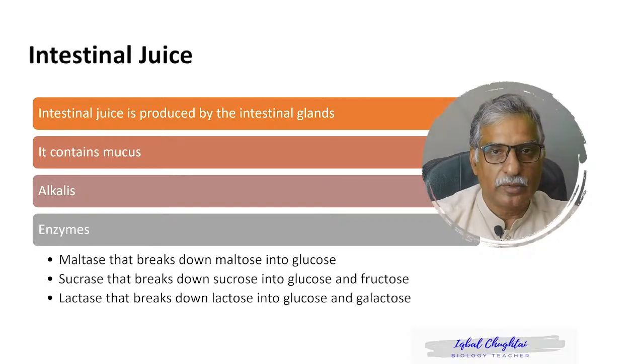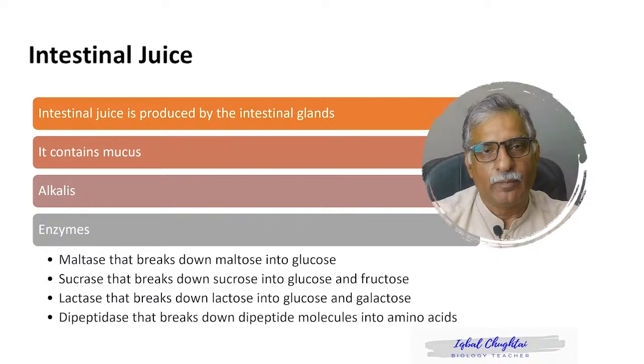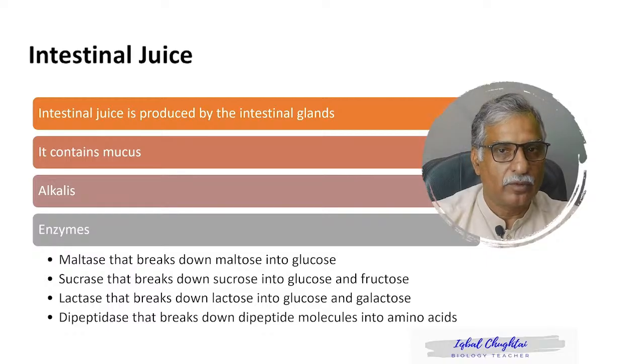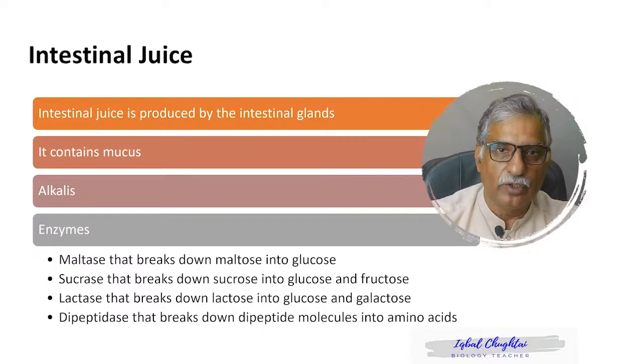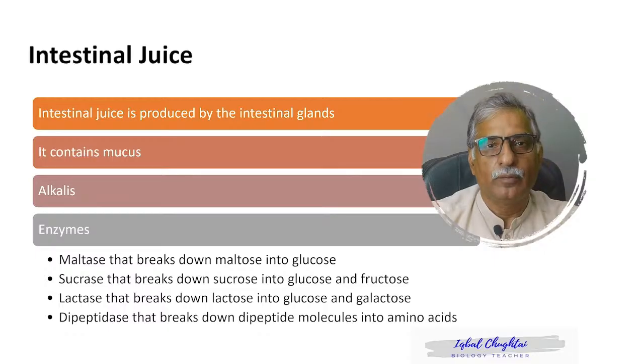Remember one thing, lactose, maltose and sucrose are disaccharides and these are not absorbed into the cells. So they are to be broken down into their simpler monosaccharide units, and that is done by the intestinal enzymes that I have named earlier. Similarly, another enzyme produced by intestinal gland is known as dipeptidase, and this dipeptidase enzyme breaks down dipeptide molecules into amino acids. Dipeptide molecules are shorter proteins consisting of only 2 amino acids. So this dipeptidase enzyme breaks down this dipeptide molecule into amino acids.